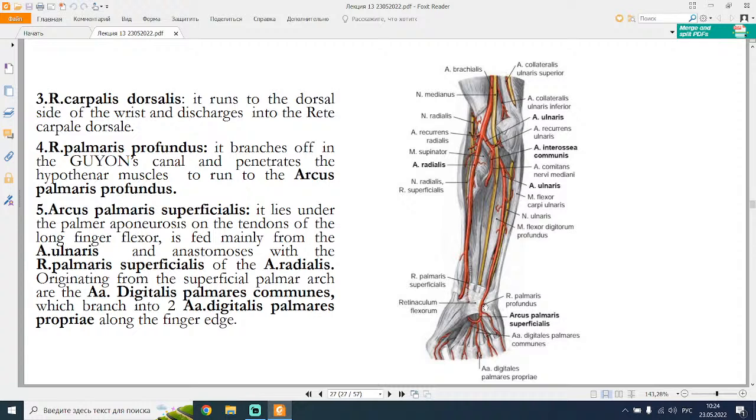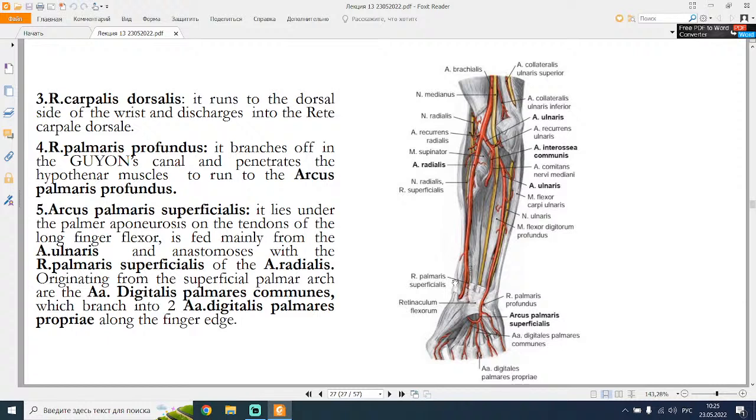Arcus palmaris superficialis lies under the palmar aponeurosis, above the tendons of the long finger flexor. It is fed mainly from the arteria ulnaris and anastomoses with rami palmaris superficialis of arteria radialis.